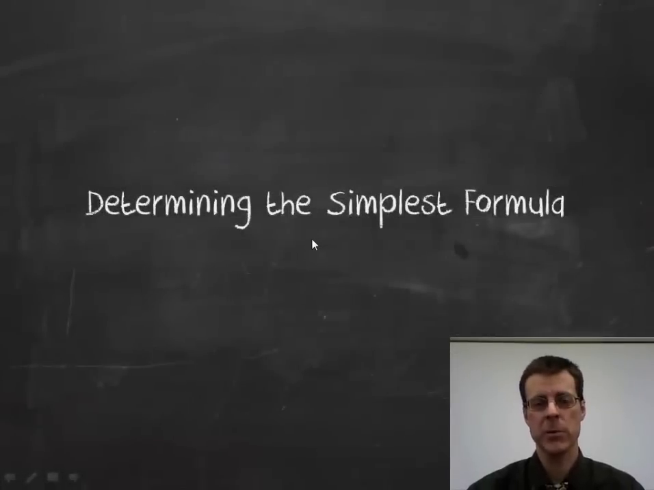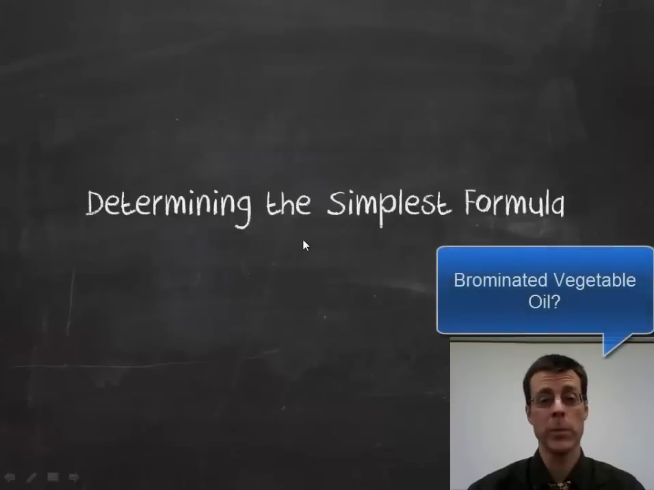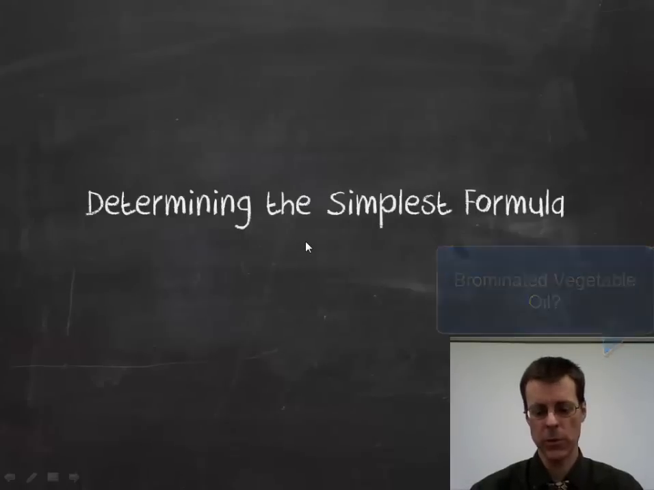Today we're talking about the simplest formula, but before we do that, I want to ask you a question. In what kind of consumer products would you find brominated vegetable oil on the ingredient list? Brominated vegetable oil. We'll talk about it at the end. Let's go back to simplest formula.